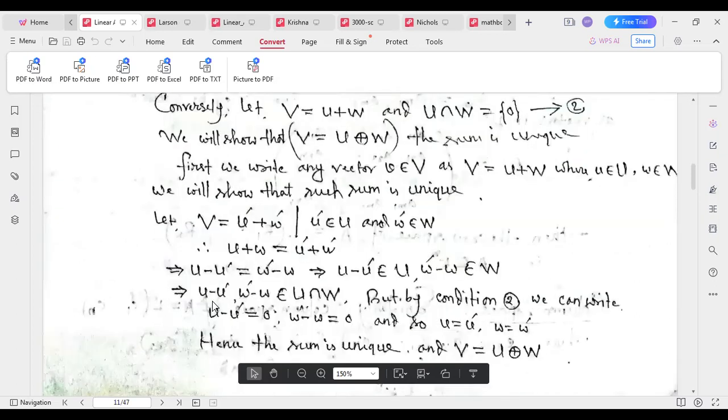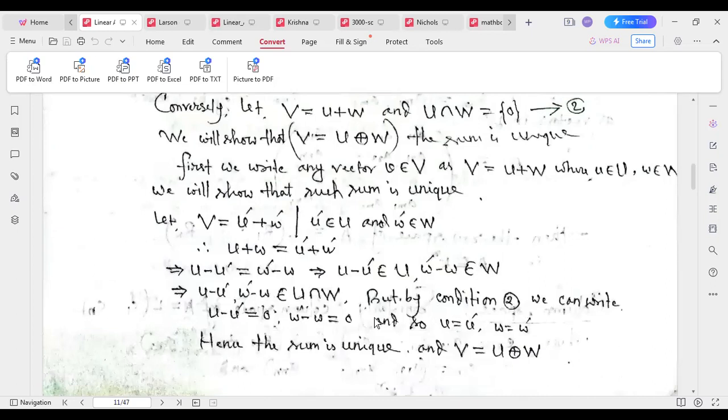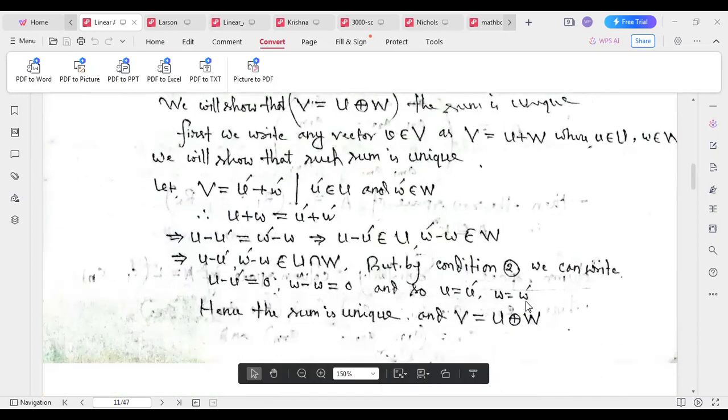So in this case, these two belong to U intersection W, but by condition 2, U intersection W equals 0. So we can write u minus u dash equals 0 and w minus w dash equals 0. In that case, u equals u dash and w equals w dash. Hence, the sum is unique and V equals U direct sum W is satisfied.